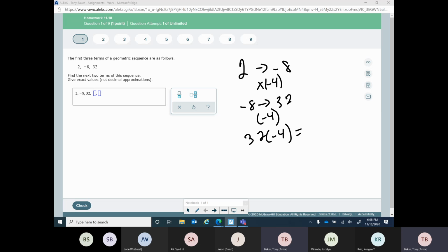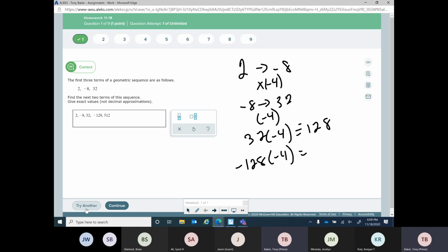So 32 times -4 is -128. And then I do -128 times -4, which I'm not doing in my head, is 512. So we have -128 and then positive 512. Just make sure you're doing your signs correctly as they switch back and forth.